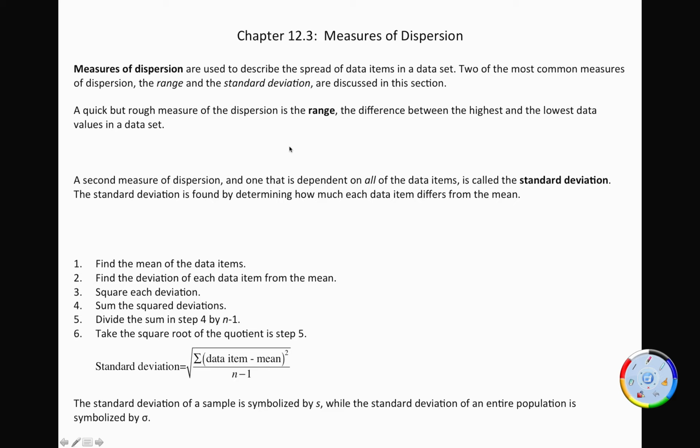So the measure of central tendency is usually not enough to talk about the differences between two sets of data. Now, two of the most common measures of dispersion are the range and the standard deviation that we're going to discuss. A quick but rough measure of the dispersion is the range, the difference between the highest and the lowest values in the data set.